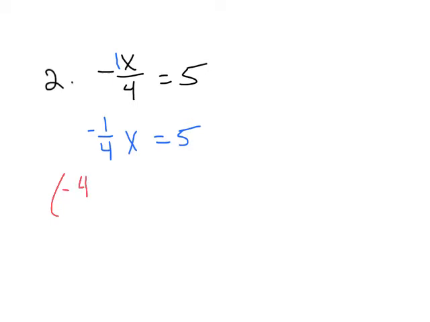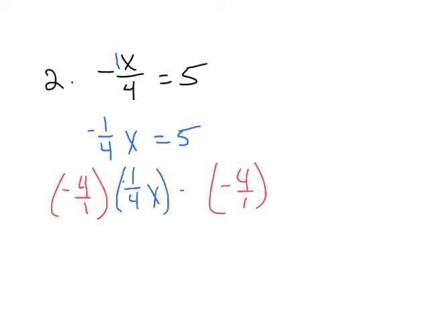Negative 4 over 1 on both sides. And then to that you're going to multiply the negative 1/4 times x and by the 5 over 1. And so what happens is these reduce, and you end up with x is equal to negative 4 times 5 is negative 20.